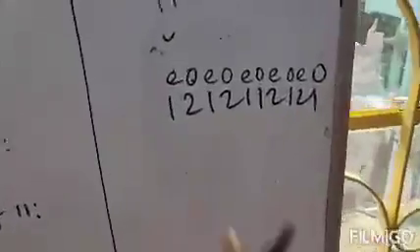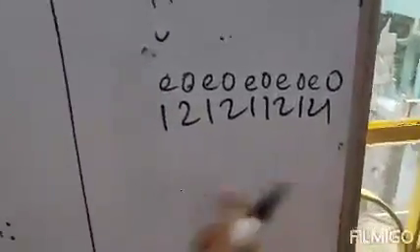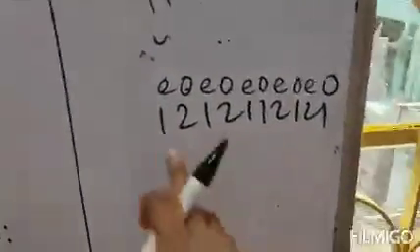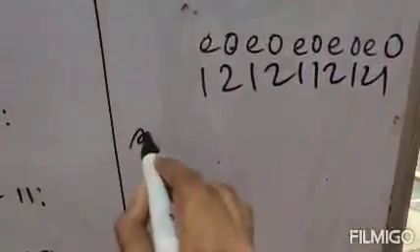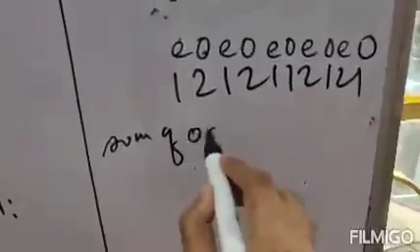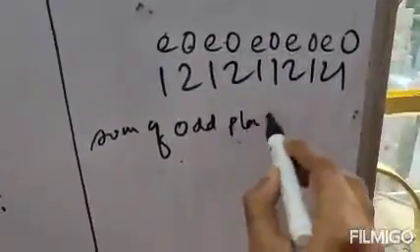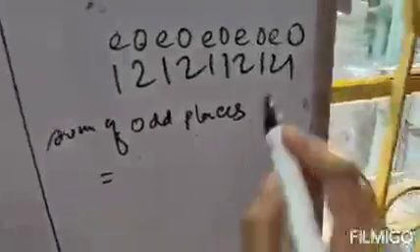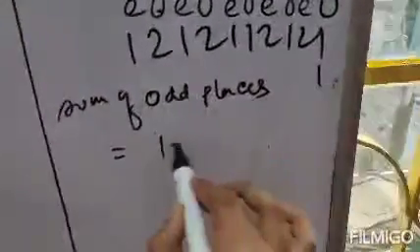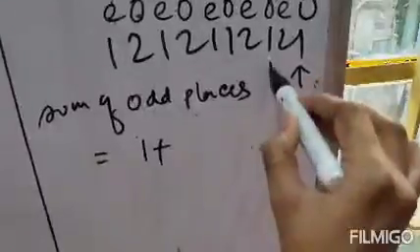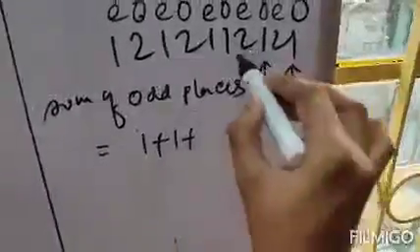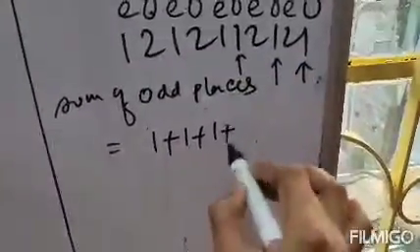Just do the sum of odd digits and the sum of even digits. So write the sum of odd numbers, or you can write sum of odd places. So what are the odd places? This is the odd place, this is 1. This is the odd place, this is 1.